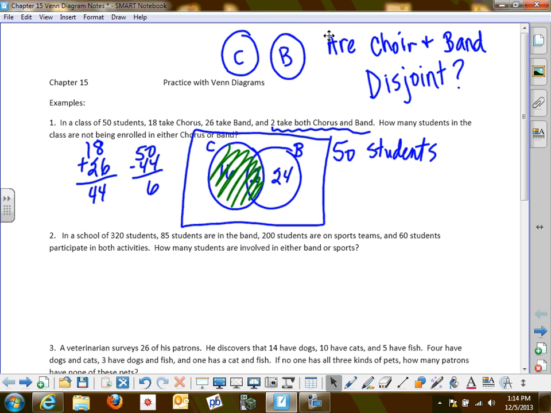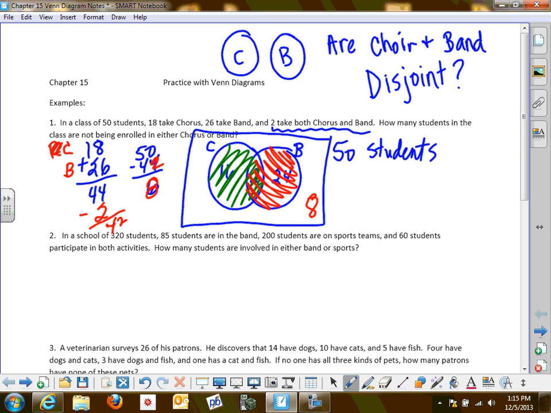18 choir plus 26 band did what? It just double counted these 2 that were taking both. So, if I had added the choir people plus the band people, and I got that, and subtracted away one of the sets of doubling up, then I would have gotten 42. Subtracted 42 for the 8 on the outside.